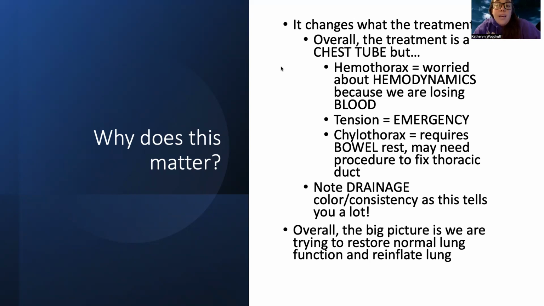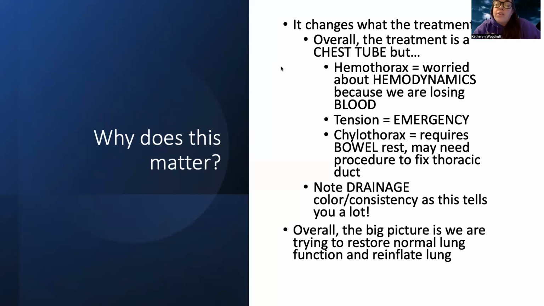Is it blood? Is it just general pleural fluid, which has that yellow or maybe light orange tinge color? Definitely want to note if there's blood in there or any signs of pus or other things. Like with the chylothorax, I think sometimes it is creamy colored. So you always want to notice what's coming out.